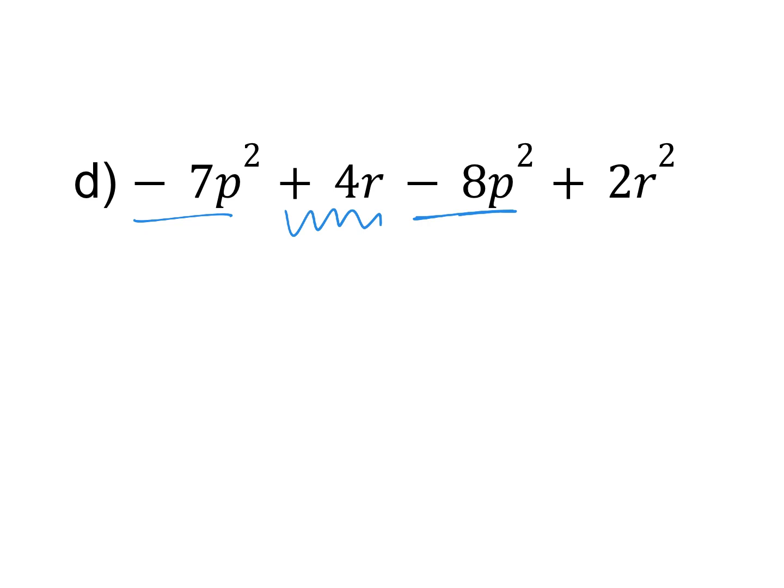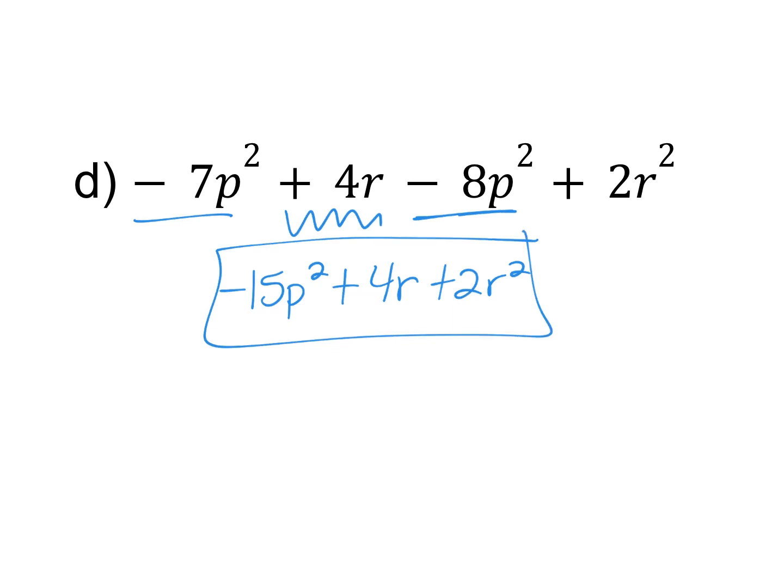So it looks like the only thing I can combine is the p squareds. So let's go ahead and do that. Negative 7p squared minus 8p squared. Be careful with the negatives. That gives you negative 15p squared. And then since I can't combine those other two, you can just drop them straight down. So we have a plus 4r plus 2r squared. And that will be your answer.